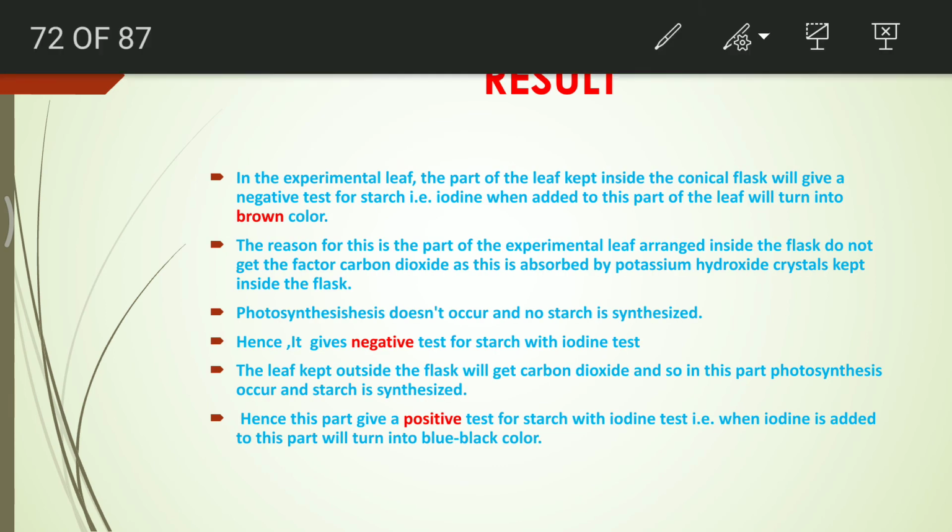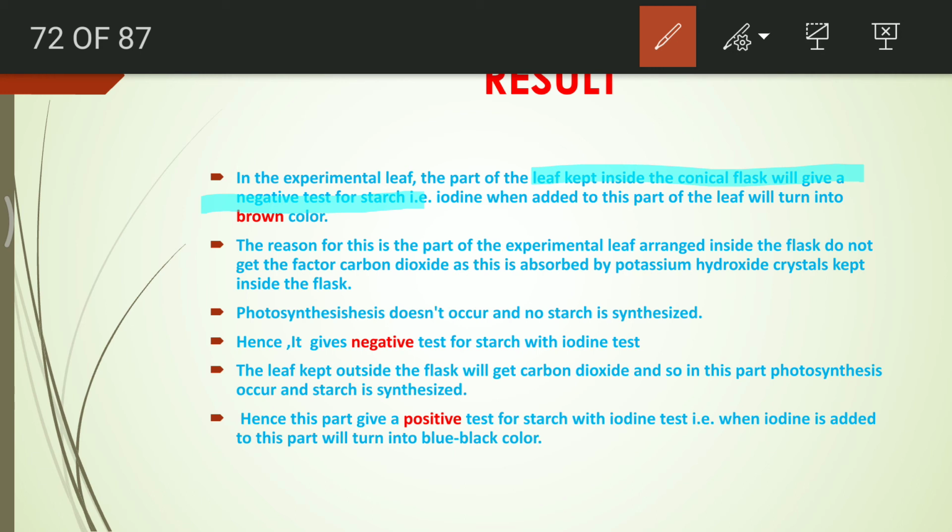So what was the result which we observed? In the experimental leaf, the part of the leaf that was kept inside the conical flask will give a negative test for the starch. That is, iodine when added to this part will turn brown. The reason is that the part of the experimental leaf inside the flask does not get the factor carbon dioxide, because it is absorbed by potassium hydroxide crystals kept inside the flask. So photosynthesis is not present, no starch is synthesized, and hence a negative test will be there for the portion of the leaf which was inside the conical flask.